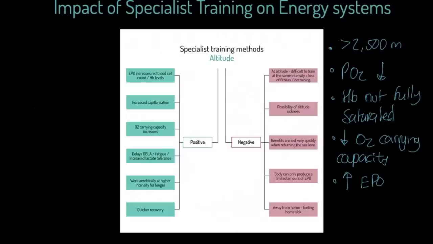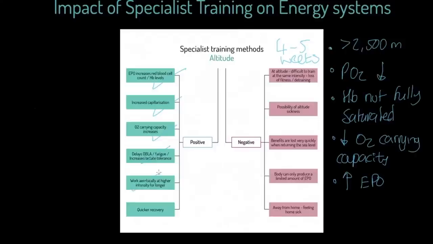And that's ultimately what we want to take place, which is going to force these adaptations. Now, what's positive about this? We get more red blood cells, as we said. We grow more capillaries around the alveoli and around the muscle tissue. Our oxygen carrying capacity responds because we've got a greater hematocrit or red blood cell count. After 4 to 5 weeks at altitude, we're able to carry more oxygen. This delays OBLA, as we talked about earlier, and therefore increases our lactate tolerance. We work aerobically at higher intensities for longer.